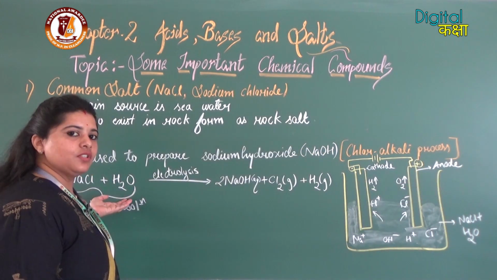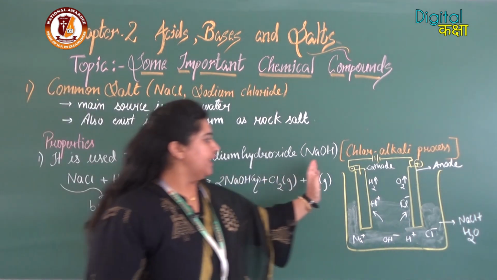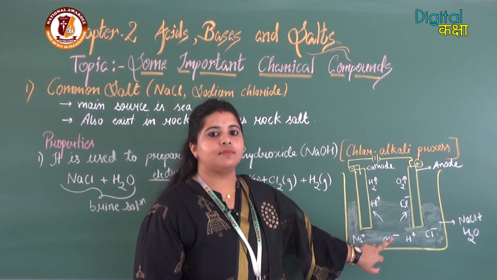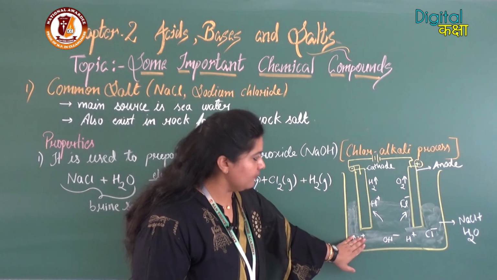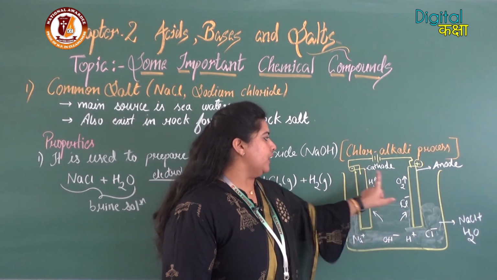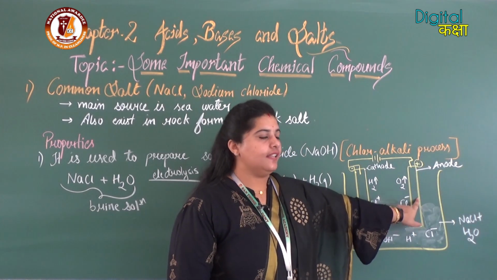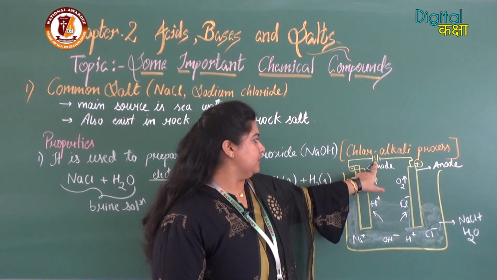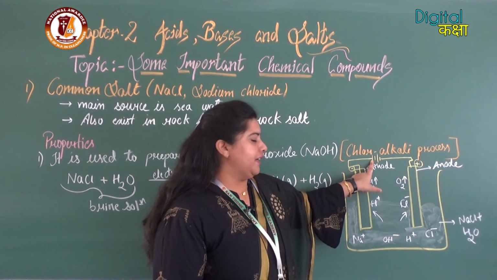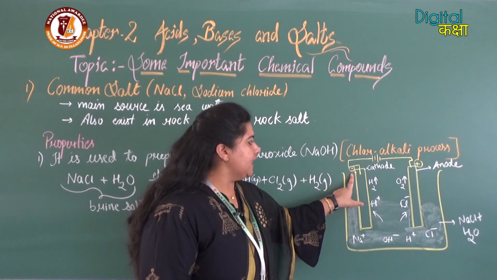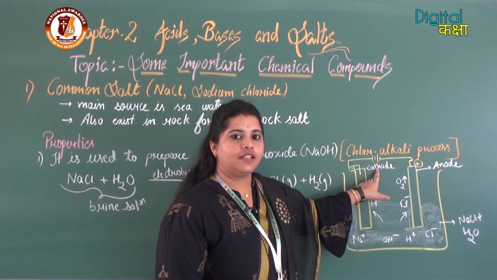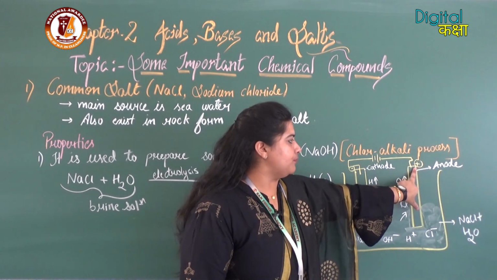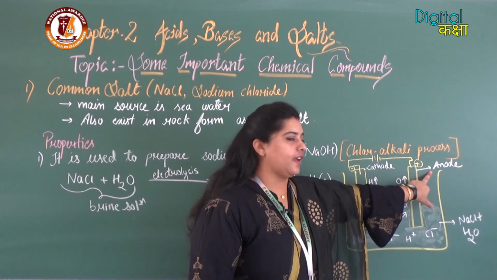So how is the process done? In the beaker, the aqueous solution of sodium chloride, that is brine solution, is taken. In this, 2 electrodes are fitted and they are connected with electricity, a battery over here. The positive end of the battery is connected with the negative rod that is named cathode, and the negative end of the battery is connected with the positive rod that is named anode.